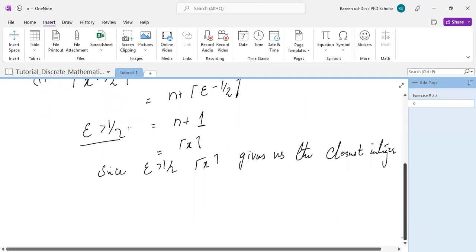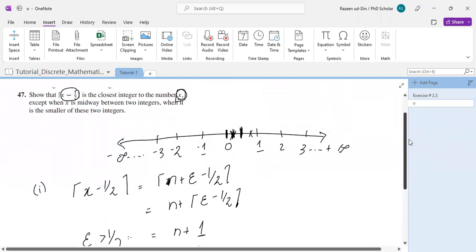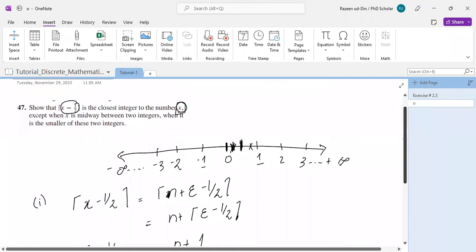Whenever x minus half is the closest integer to the number x, right? But this doesn't hold when x is in the midway, i.e. epsilon is half, or when epsilon is less than half, the smaller of the two.